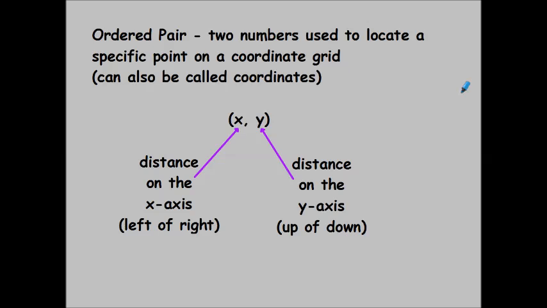Some vocabulary. Ordered pair: two numbers used to locate a specific point on a coordinate grid. Ordered pairs can also be called coordinates. We show these with an x and then a y, and we usually put parentheses around them. The first number, x, is the distance on the x-axis, which moves left or right. The second number is the distance on the y-axis, or up and down.